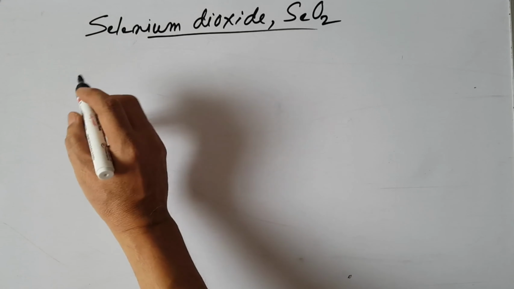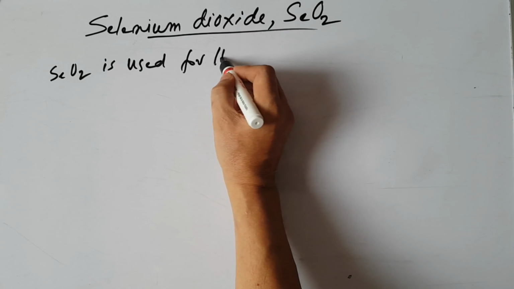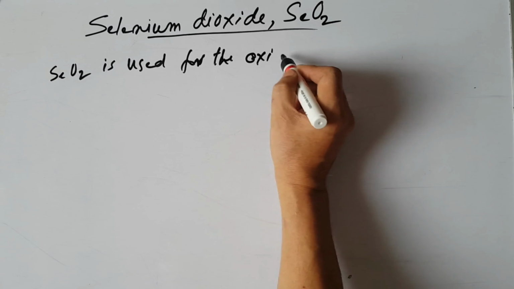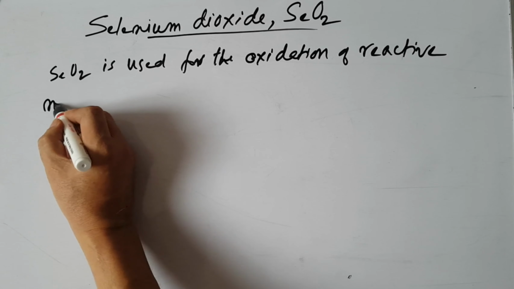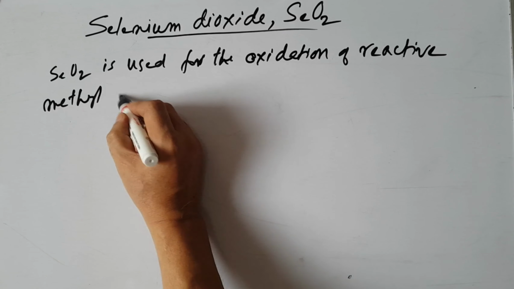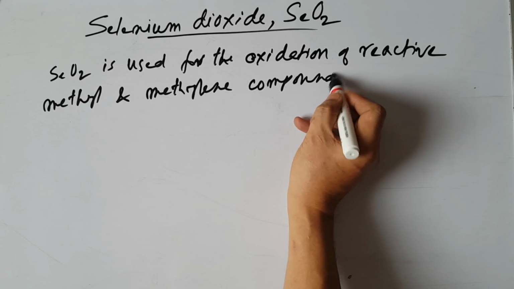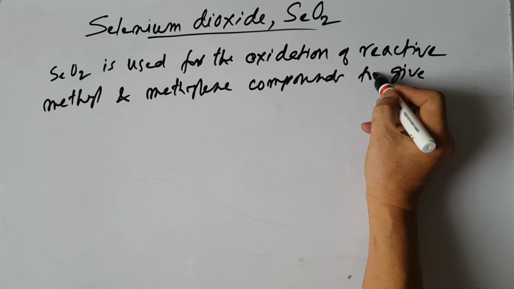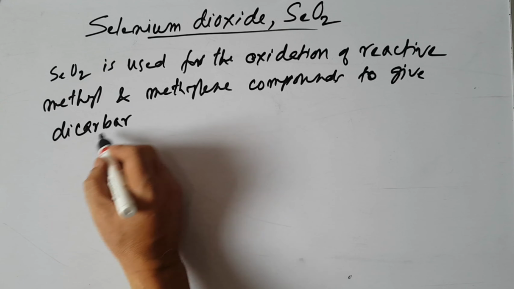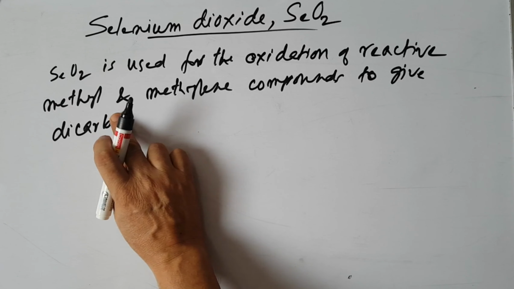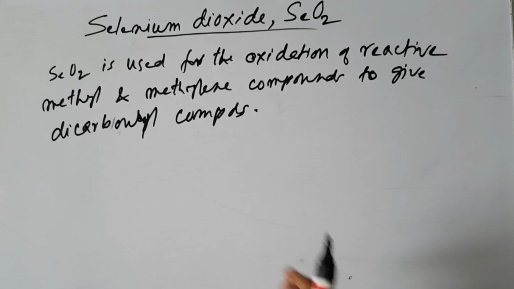So I write here, selenium dioxide is used for the oxidation of reactive methyl and methylene compounds to give dicarbonyl compounds.